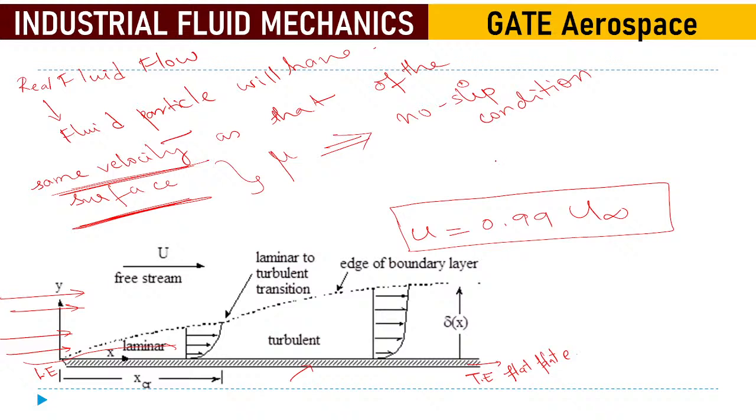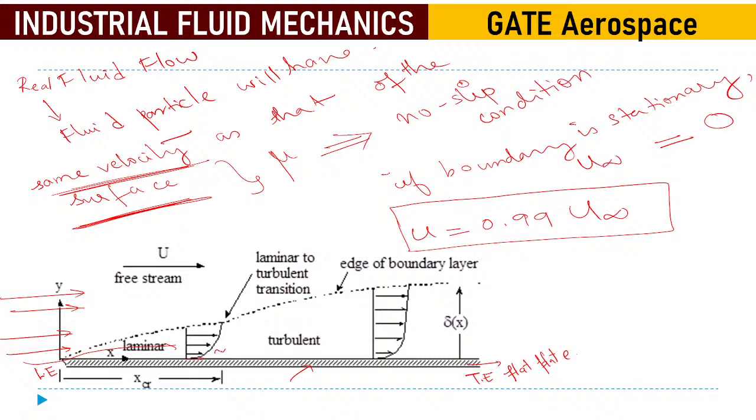Now there are certain conditions. What if the boundary is stationary? What if this flat plate or the solid boundary is fixed? What will happen in that case? The velocity is going to be 0. So if you look close to the flat plate, whatever the velocity might be, it is going to be 0.